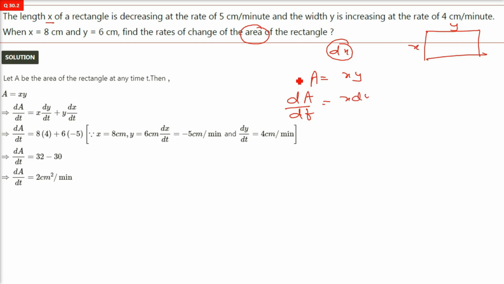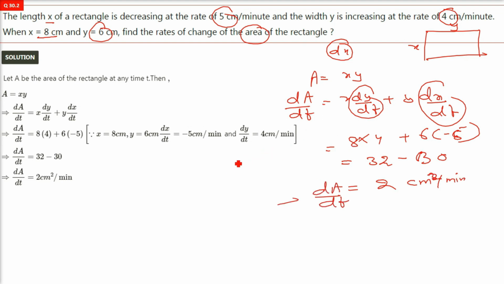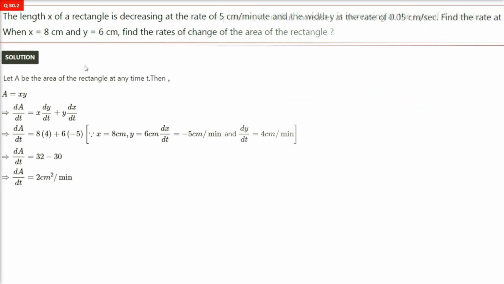dA by dt will be x dy by dt plus y dx by dt. Now we are going to use this 8 and 6 in this question. So x is 8, y is 6. So these both values we know. dx by dt is -5, dy by dt is +4, and when we compute this, it's going to be 32 minus 30, that is going to be 2 centimeter square per minute. So this is dA by dt. Okay, here 8 and 6 is utilized. In the previous question it was not being utilized.